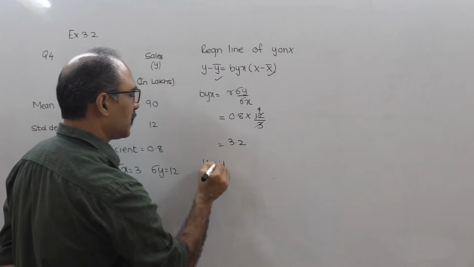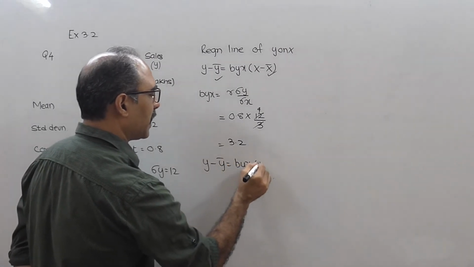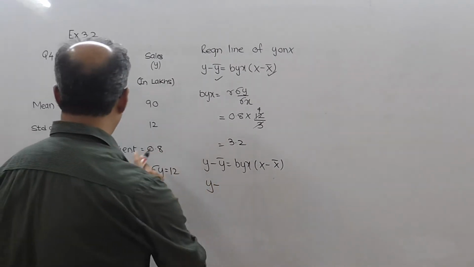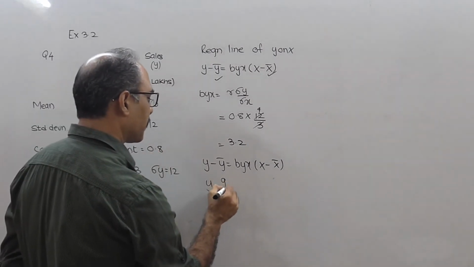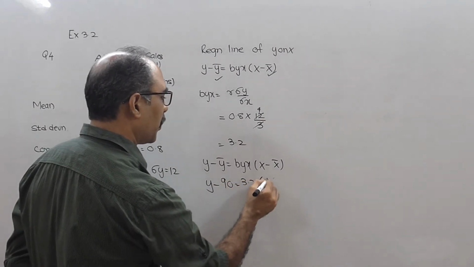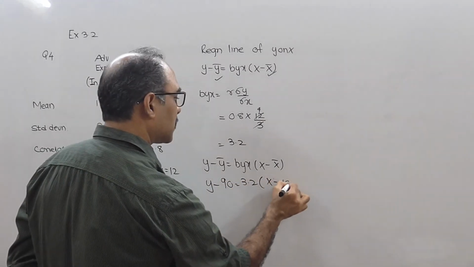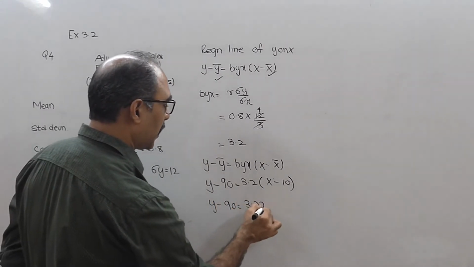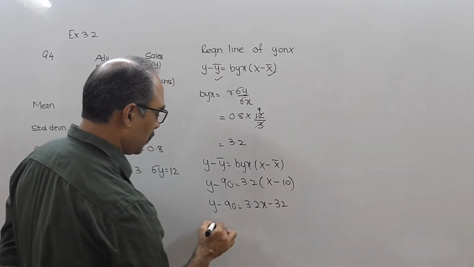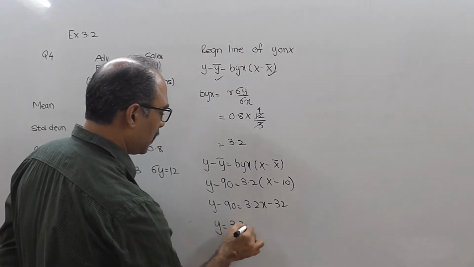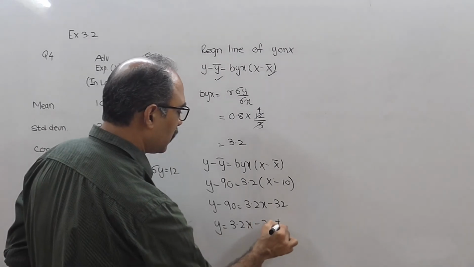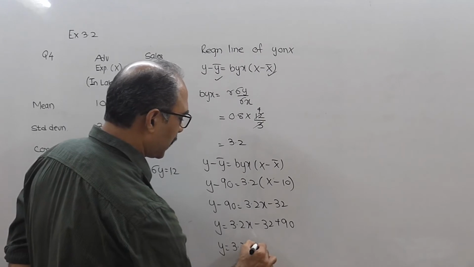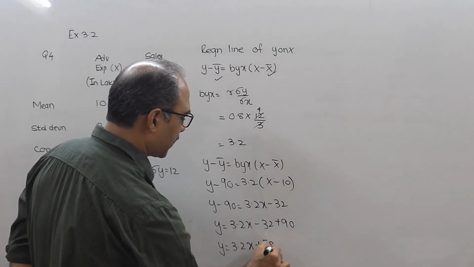So my equation is y minus y bar equals b y on x into x minus x bar. So y minus y bar, which is 90, b y on x is 3.2, and x bar is 10. I get y minus 90 equal to 3.2x minus 32. So I get y equal to 3.2x minus 32 plus 90. So you get y equal to 3.2x plus 58.